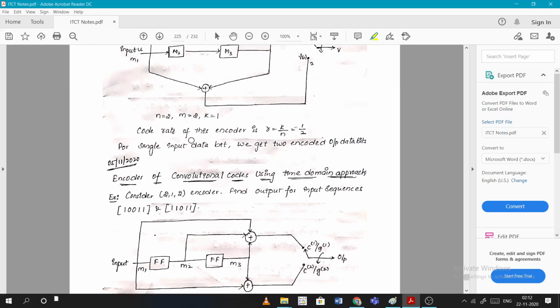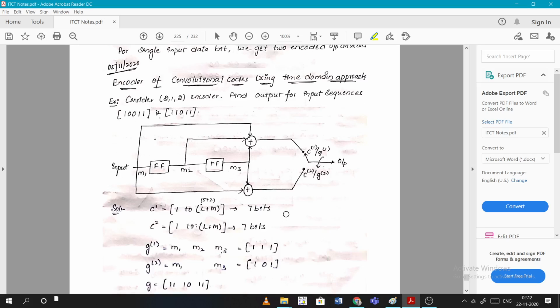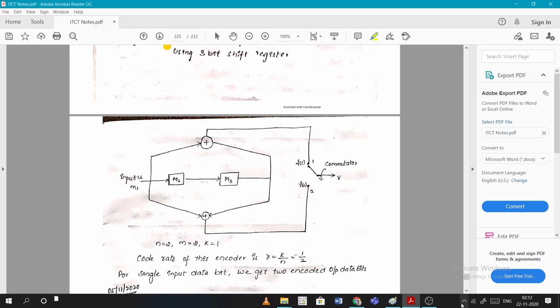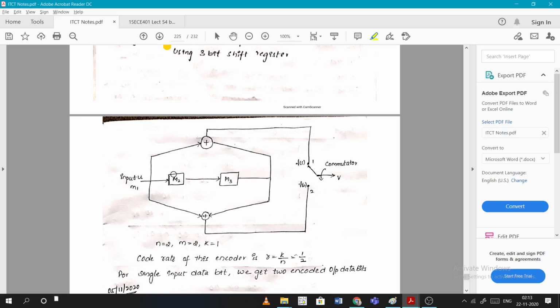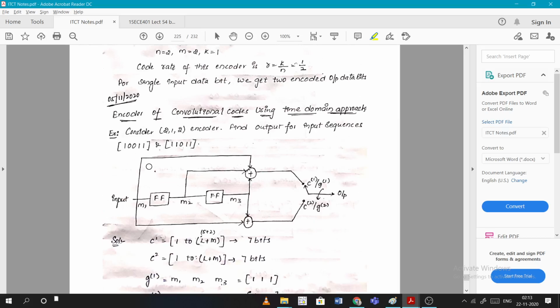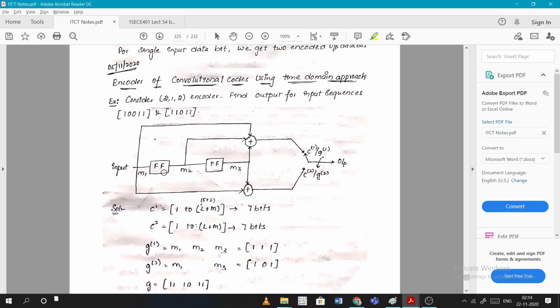Okay, now coming to here. Wait, I'll let you know. Okay, coming to the problem here. This is how to encode it, the encoder of a convolution code. They have given 2 1 2, that is n is 2, k is 1, and m is 2, and the input sequence is also given, 10011, and one more sequence, 11011. We need to find the code vector here. Basically the circuit is given like this.